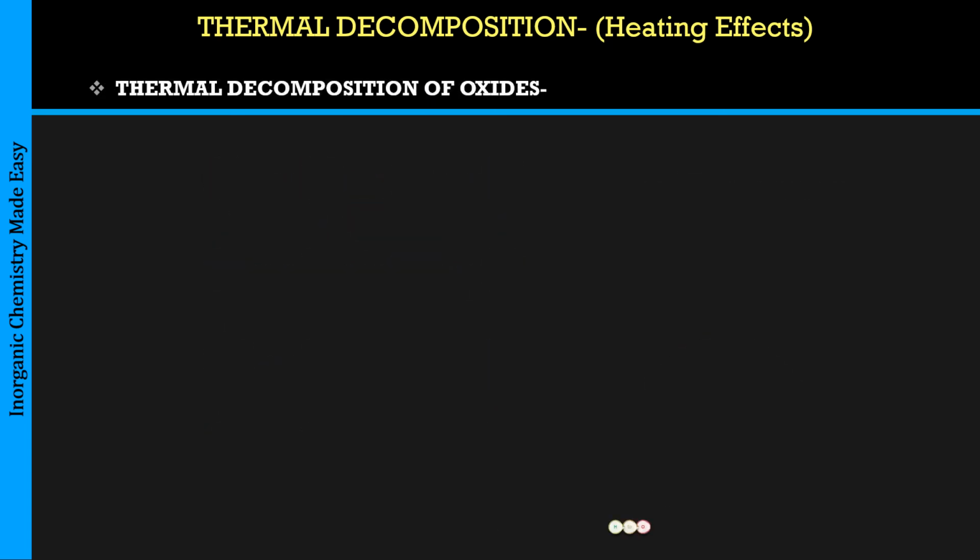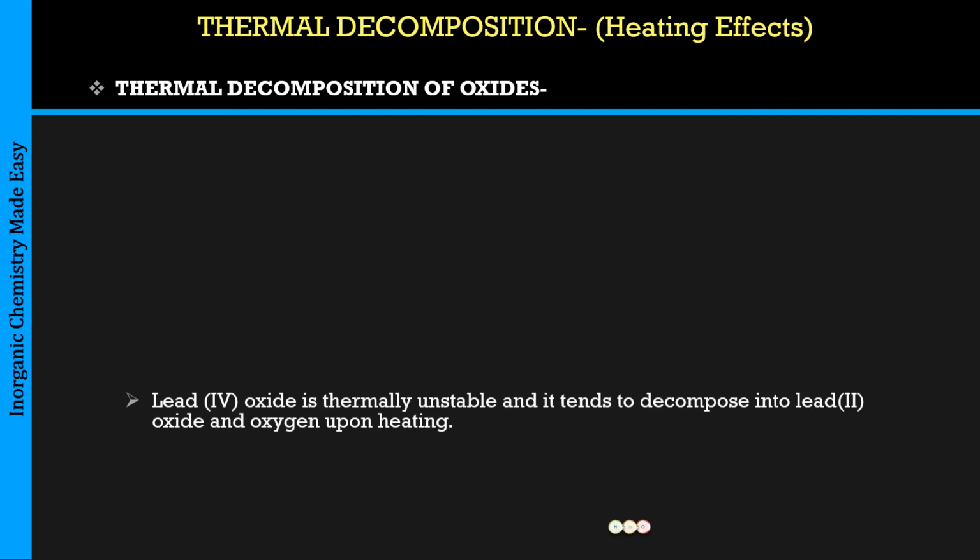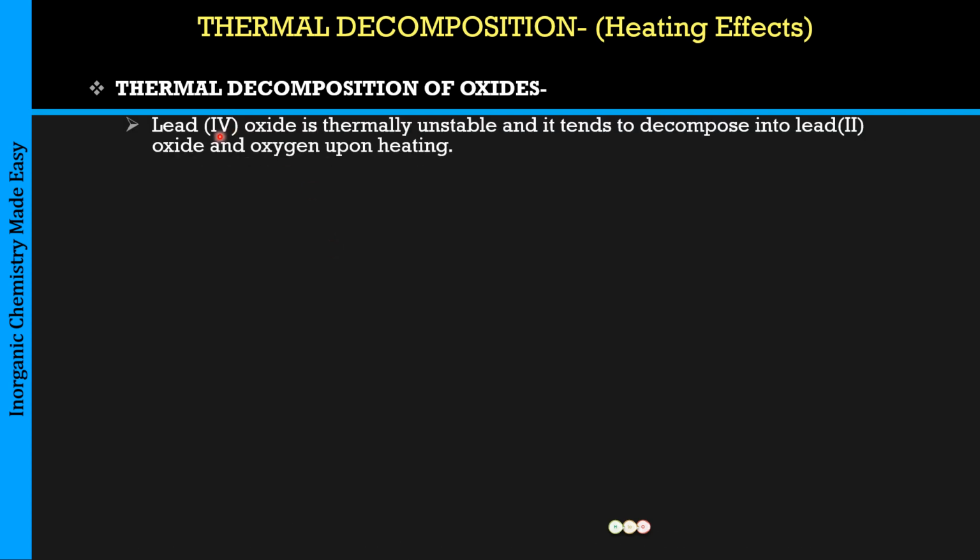Next special case for heating effects on the oxides is for lead oxides. We have three types of lead oxides. The first one is lead 4 oxide. Lead 4 oxide means it is going to be having lead in the +4 oxidation state. So the formula is going to be PbO2.